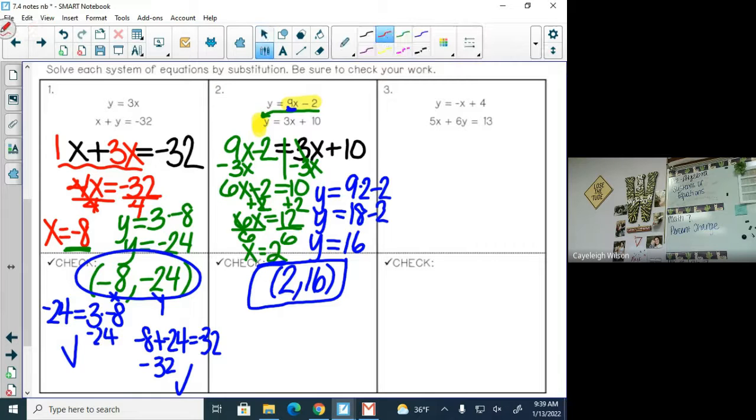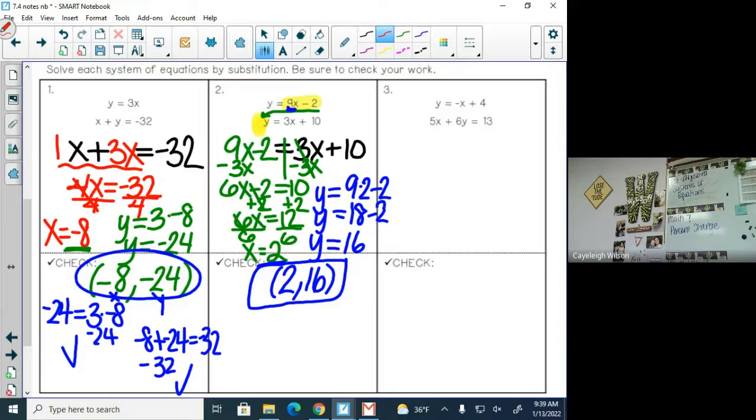Okay, I want to talk about something real quick. All right, we're just going to check this one out loud. So we just checked it in this first one because we did 9 times 2 is 18 minus 2 is 16. Check it in this one. What's 3 times 2? 6. What's 6 plus 10? 16, so it is right. It is the right answer. So we plug the whole thing.